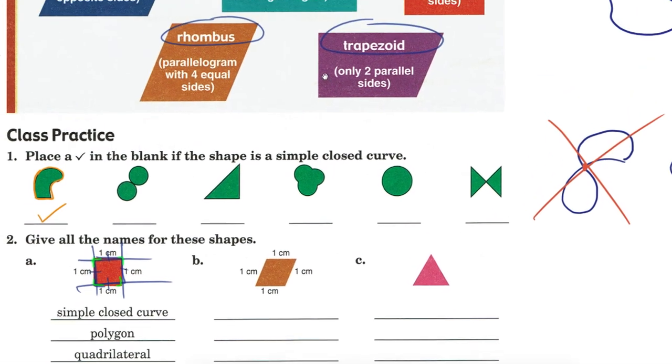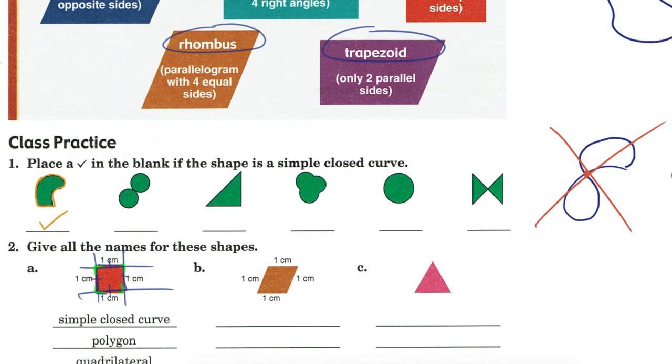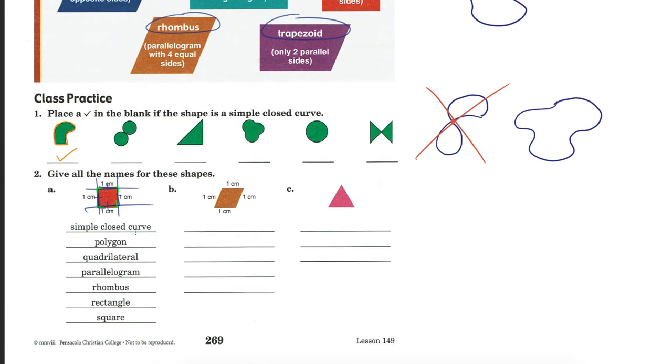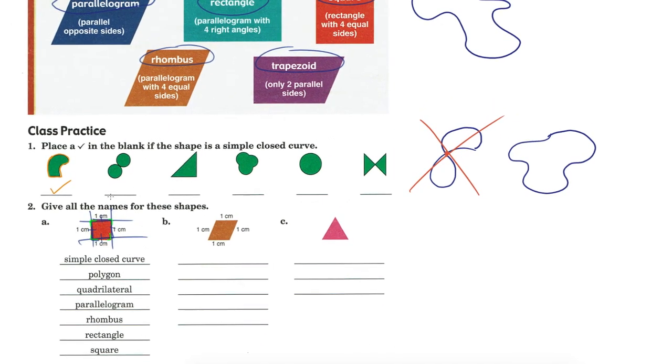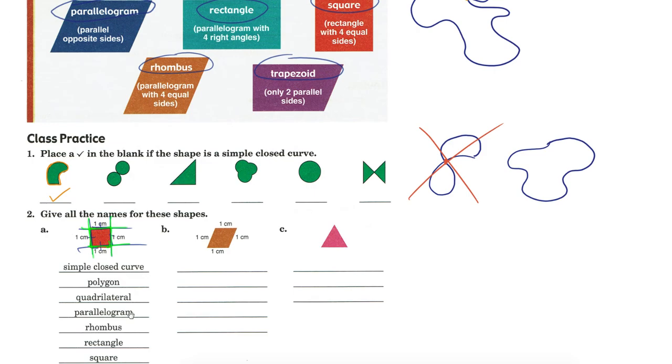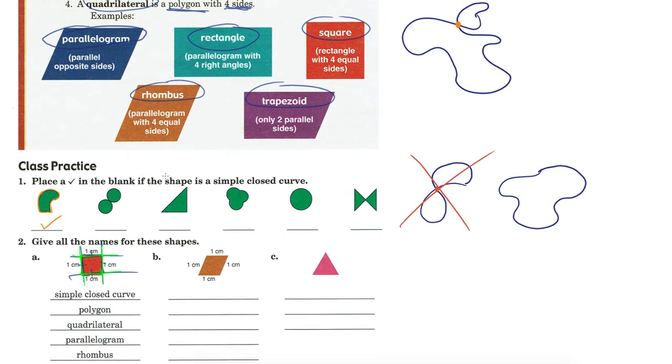Is it a trapezoid? Only 2 parallel sides. No, I can't label this as a trapezoid. So if you see here, you won't see trapezoid here because it doesn't have only 2 parallel sides. It has 1, 2, 3, 4 parallel sides, right? Okay, it's a square, obviously. All right, so that's what you're going to do.